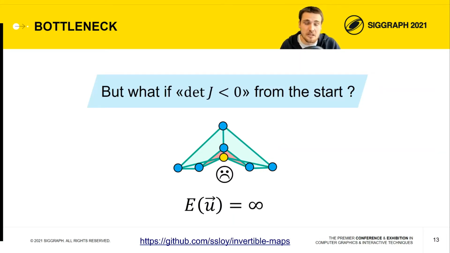But using this energy, we immediately get to a problem. If we can't get an initialization that has a positive determinant, it means that we can't optimize because our energy is infinite. And in some applications, it will happen because we have very difficult domains to map and there are no good guesses.